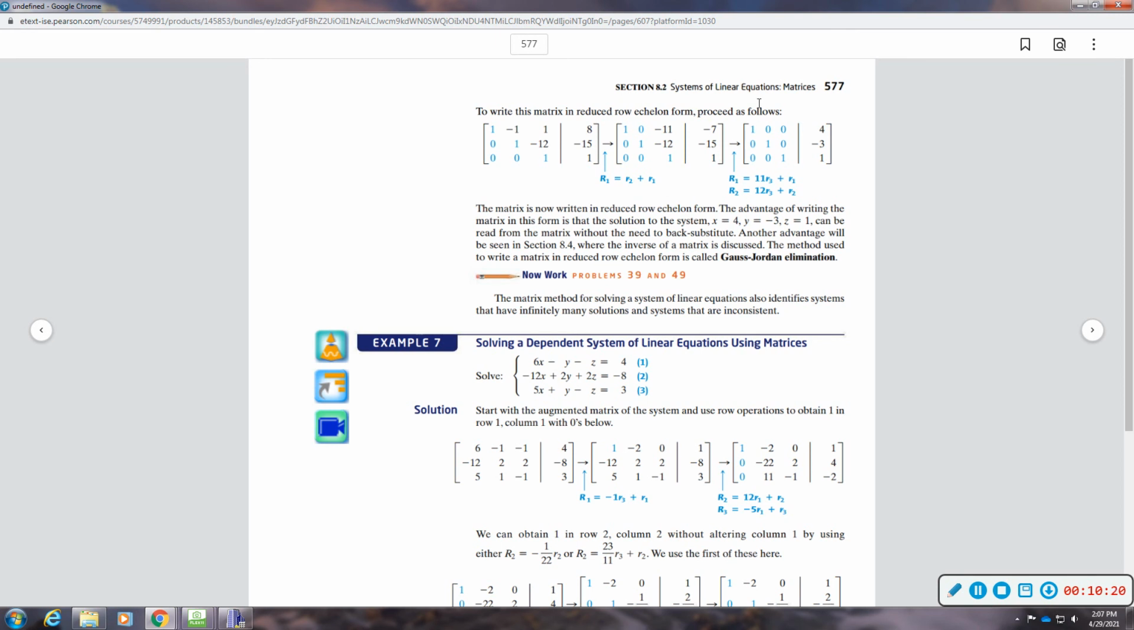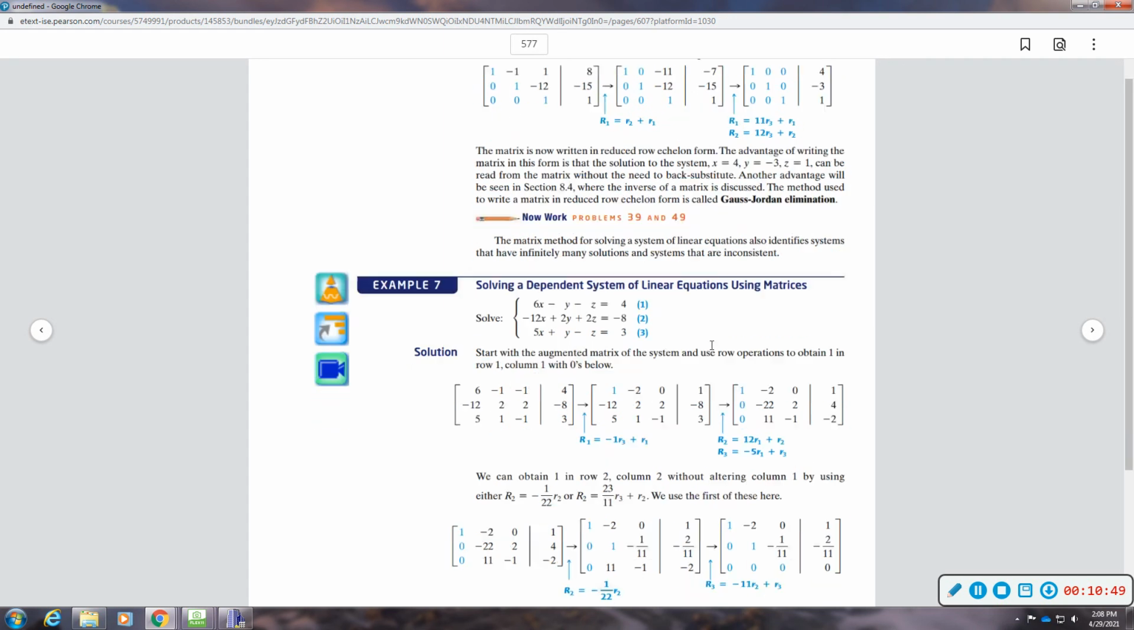This first position was x in that column, so 1x is 4, so x equals 4. Y's were in the middle column, so right here where we have a 1, that is telling us y is -3. And the last column was z, so right here where we have a 1, that's telling us z is 1. You just have to remember the position of your x, y, and z, and that's why it's important to have them lined up. So here's one where we're solving a dependent system, meaning that one of these equations is the same.